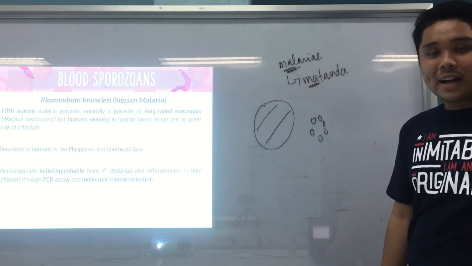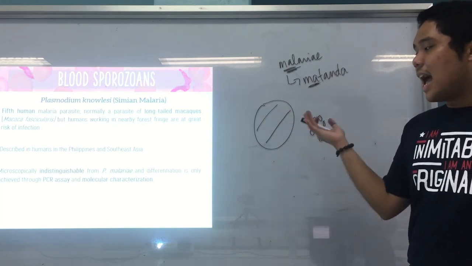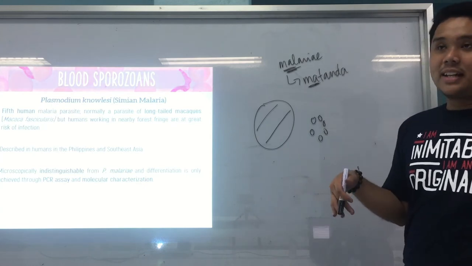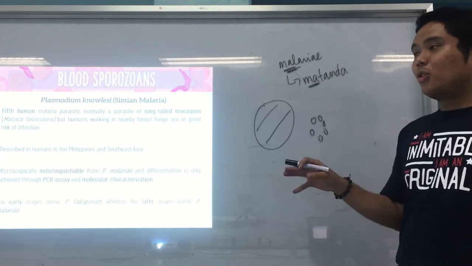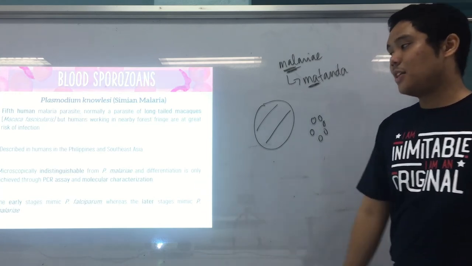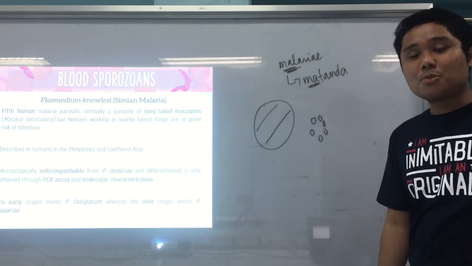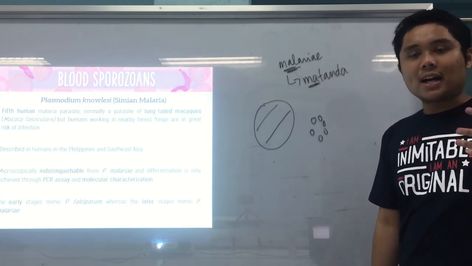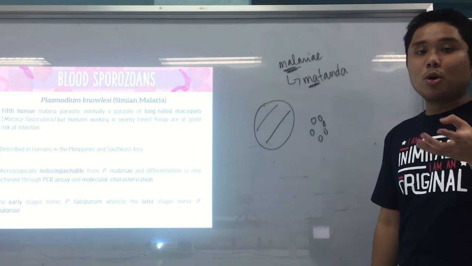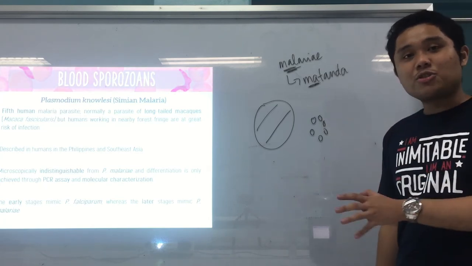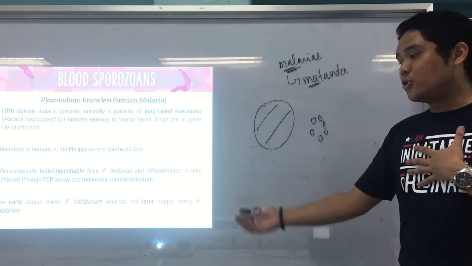They are microscopically indistinguishable from P. malariae, and differentiation is only achieved through PCR assay and molecular characterization. But for Plasmodium knowlesi, it mimics Plasmodium falciparum in the early stages and Plasmodium malariae in the later stages. So, if early infection pa lang, bago pa lang, the stages that Plasmodium knowlesi has resemble Plasmodium falciparum. But in the later stages, it now resembles Plasmodium malariae.